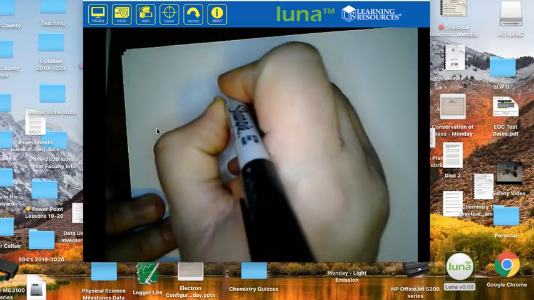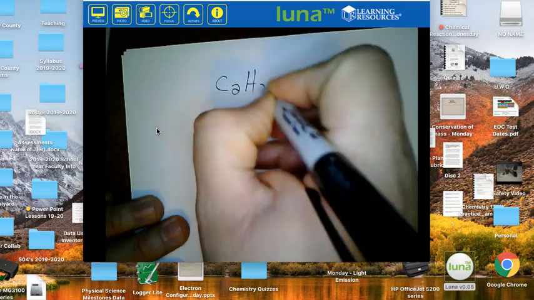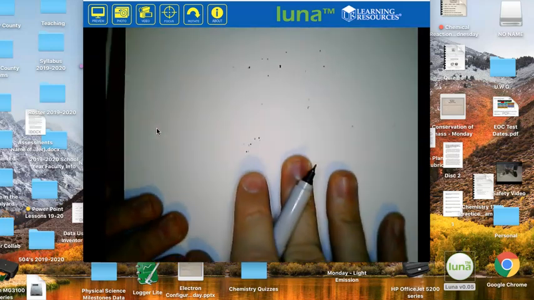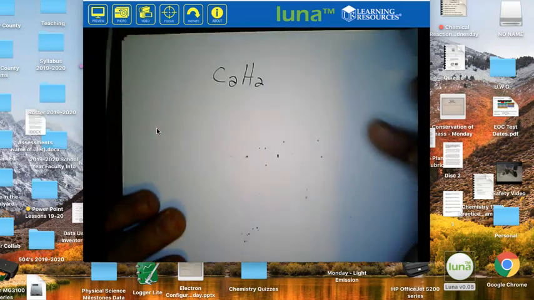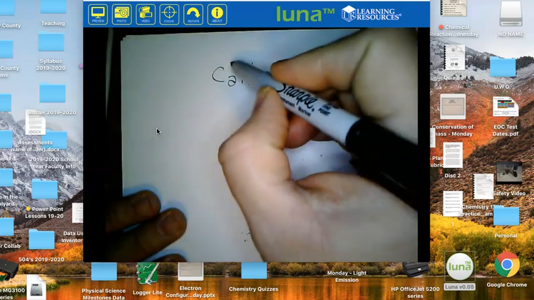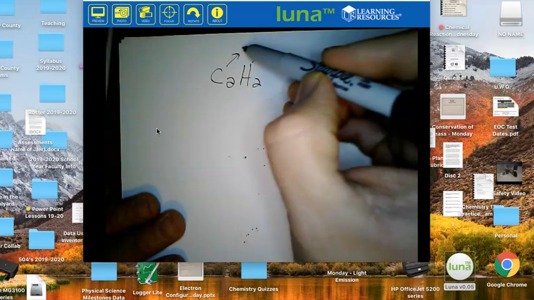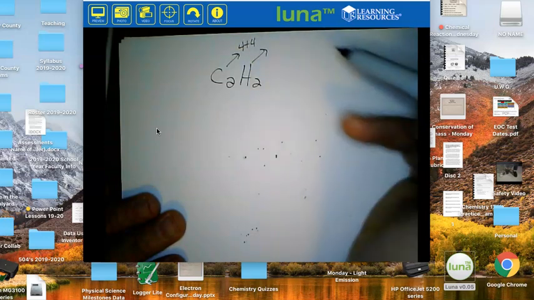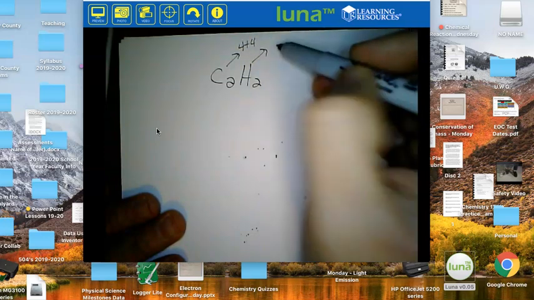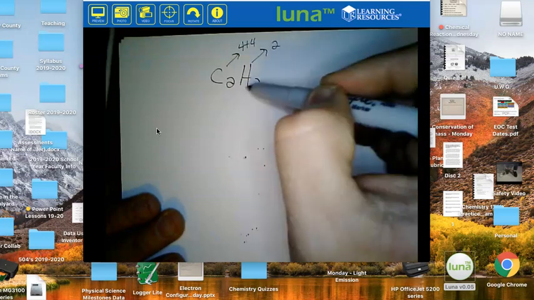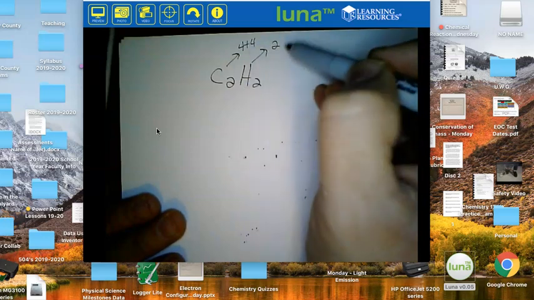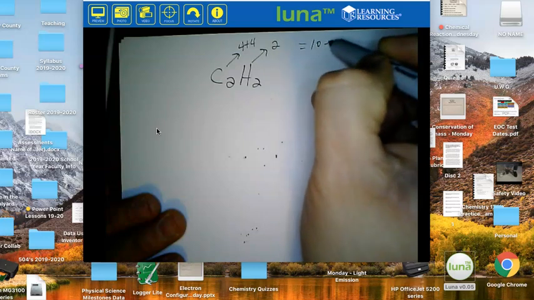Okay, so the next structure is C2H2. All right, so what I'm going to do is figure out the number of electrons again. Here carbon has 4 electrons, and there's 2 of them. And then hydrogen, there's 2 hydrogen atoms, each is 1. So 8 plus 2, so that should be 10 electrons.